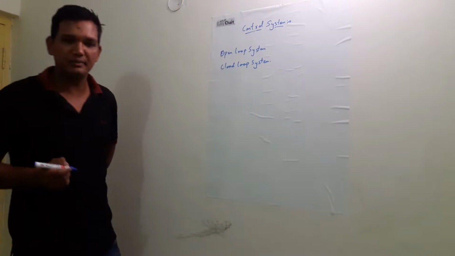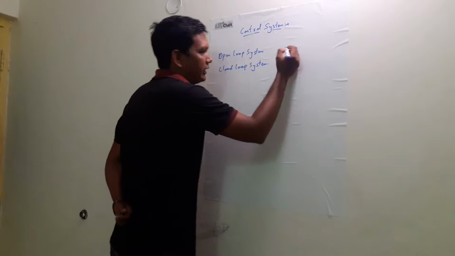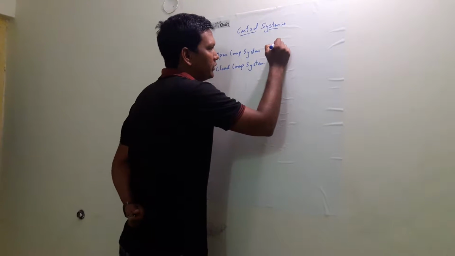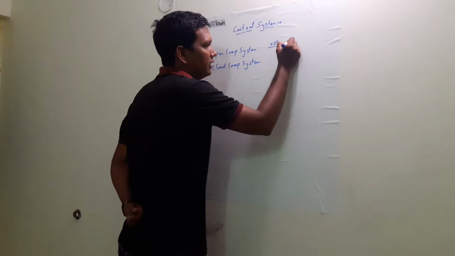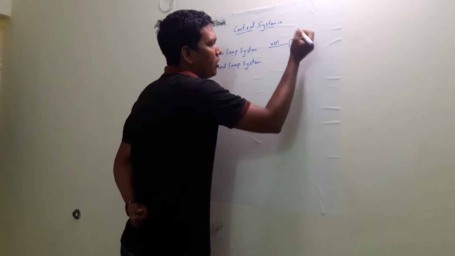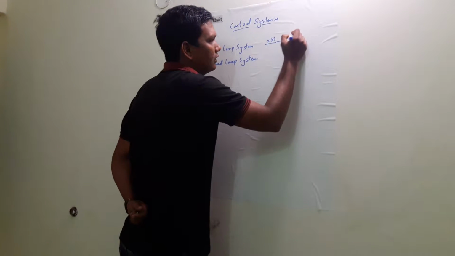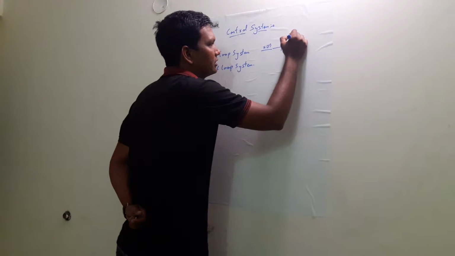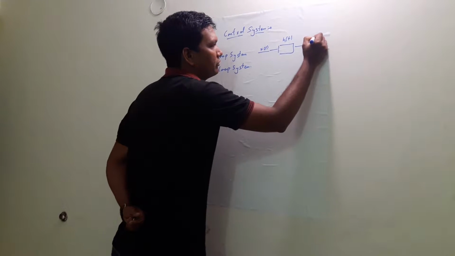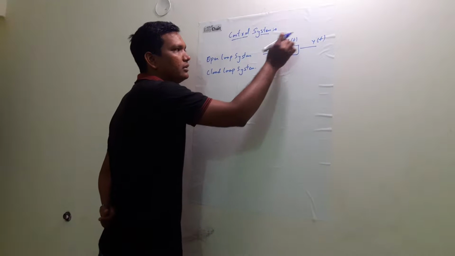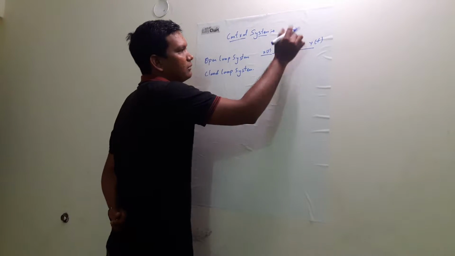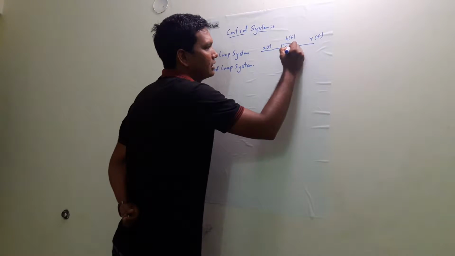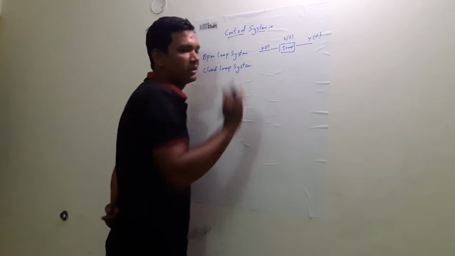Now the open loop system is where you give some input, let's say x of t, and there's a box, let me call it h of t, and there will be y of t. So there's an input, something happens here, I'm going to call it a transformation, and there will be an output.